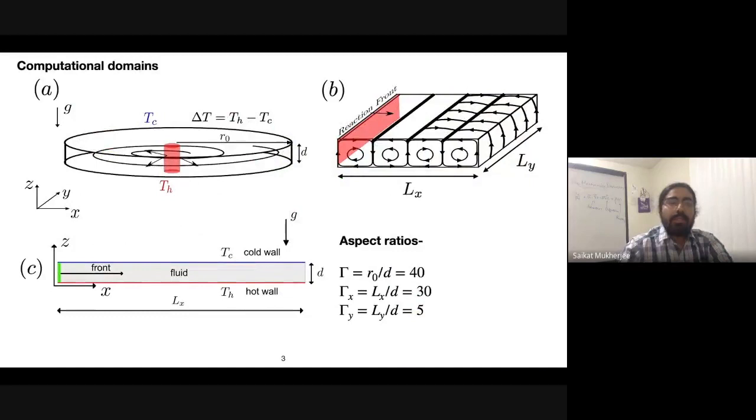Okay, so all this work is computational. For us, the computational domains that we have used are basically convection domains. Rayleigh-Benard convection is the simplest system of convection. So you have a cylindrical domain, a rectangular domain, and a two-dimensional rectangular domain, which will come later on in the talk. But all these domains are high aspect ratio domains where you can study convection.